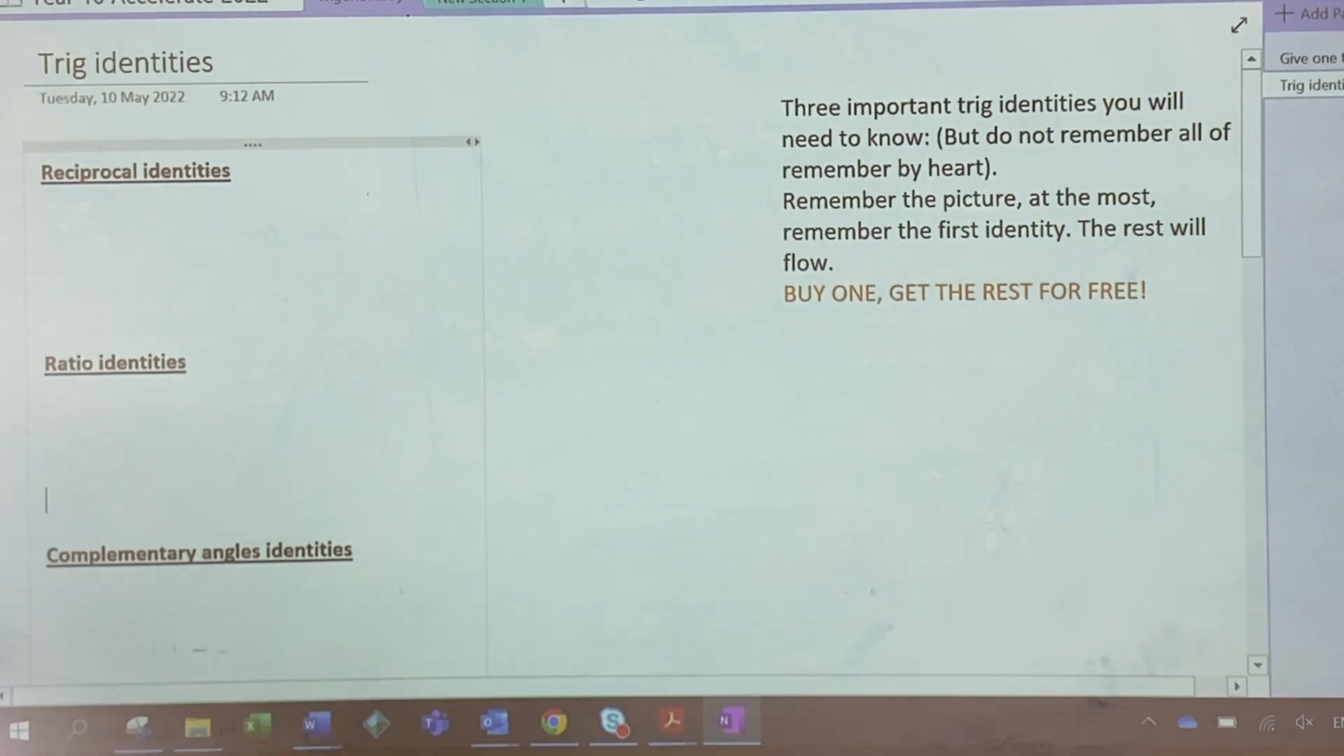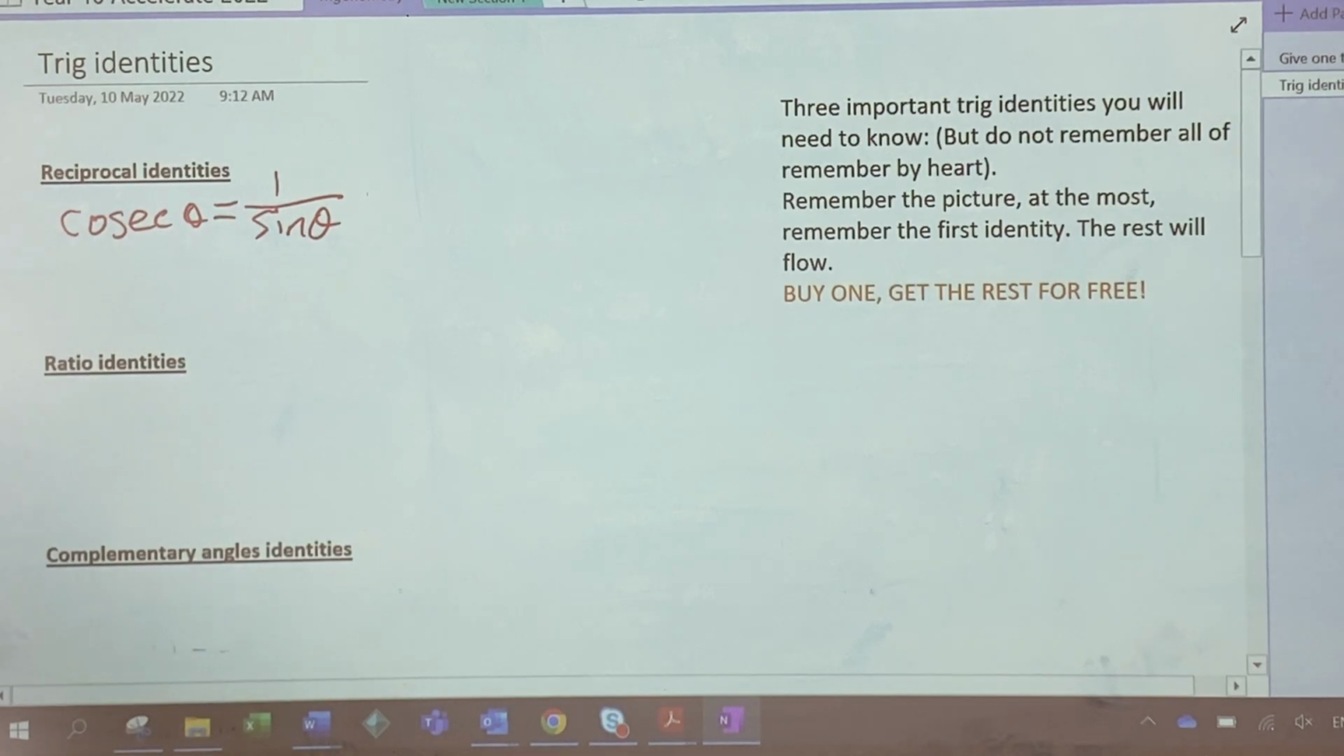So, with reciprocal identities, which we have already done before in the last few exercises, what's the reciprocal of sine? Cosec. Let's write this down. So cosec theta is 1 over sine theta. We call that a reciprocal identity, right?